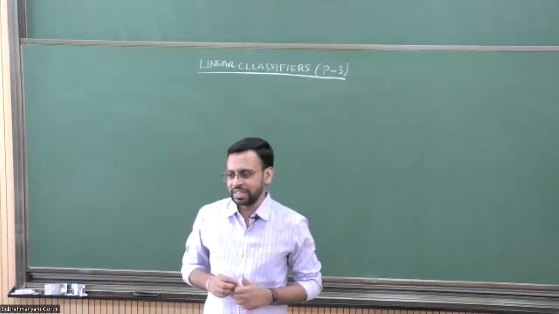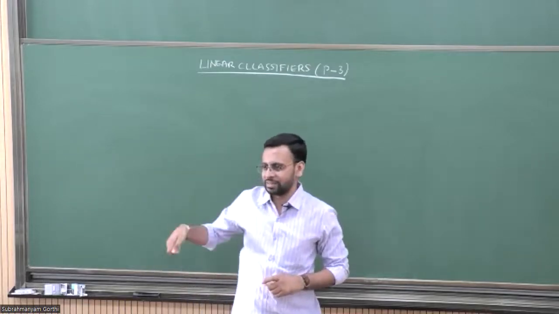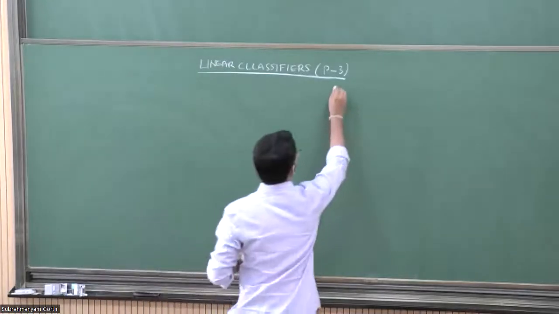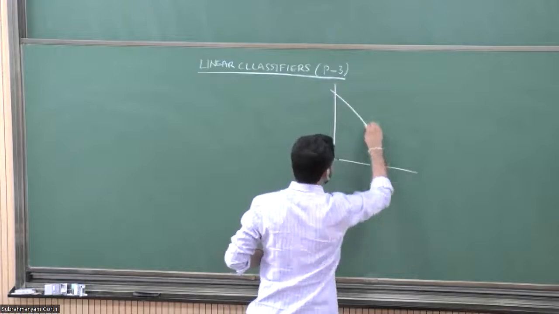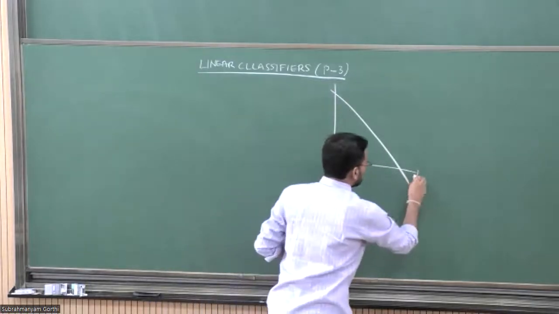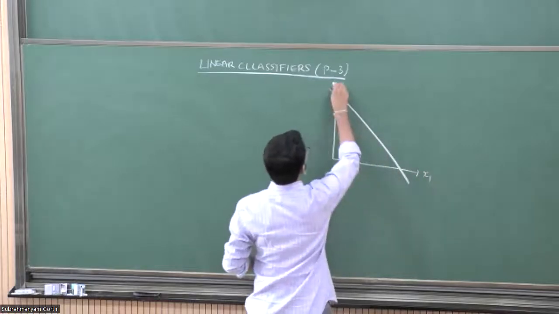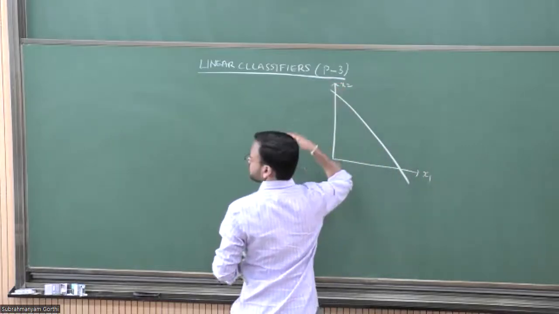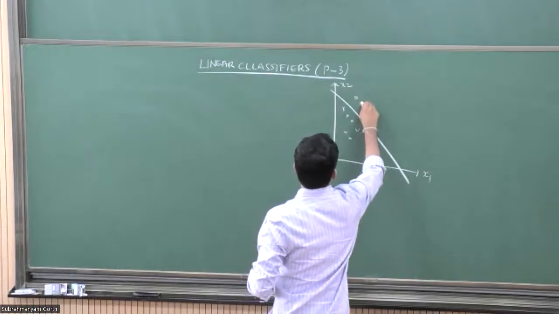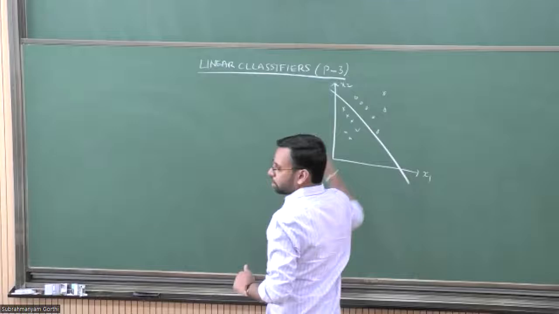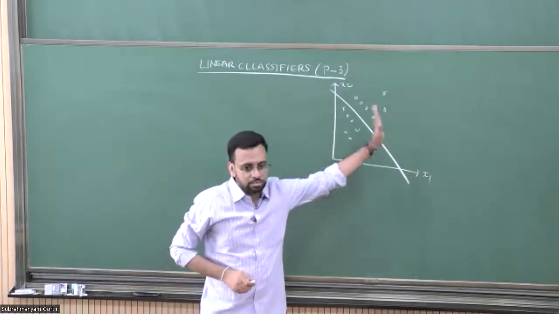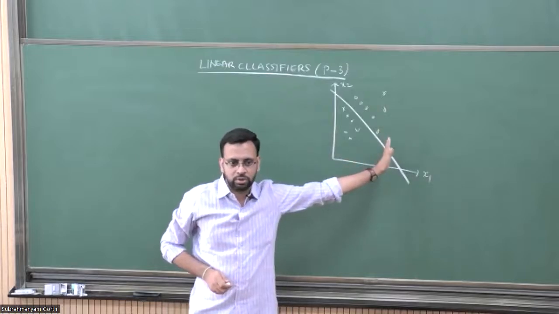What did we discuss in the previous class? We were discussing how to find out the line that separates one class from the other. So how can we learn this line? Given a set of, let's say, training data, which we were calling x1 and x2, and given some samples, how do you compute the line that separates one class from the other class? This is what we were doing.